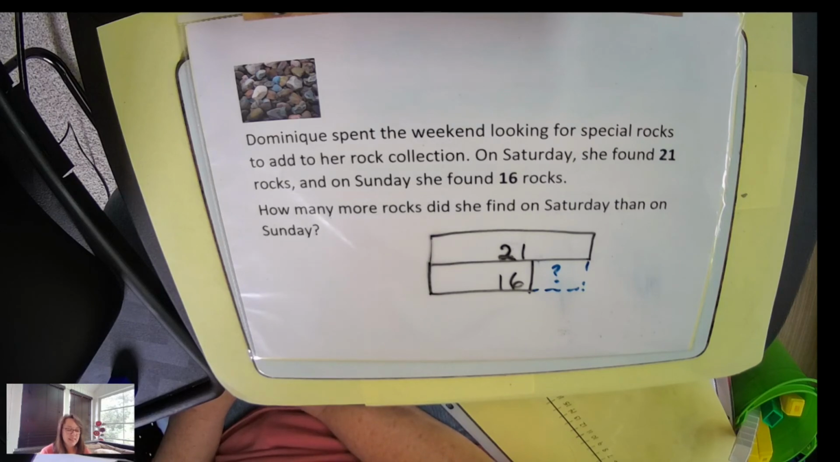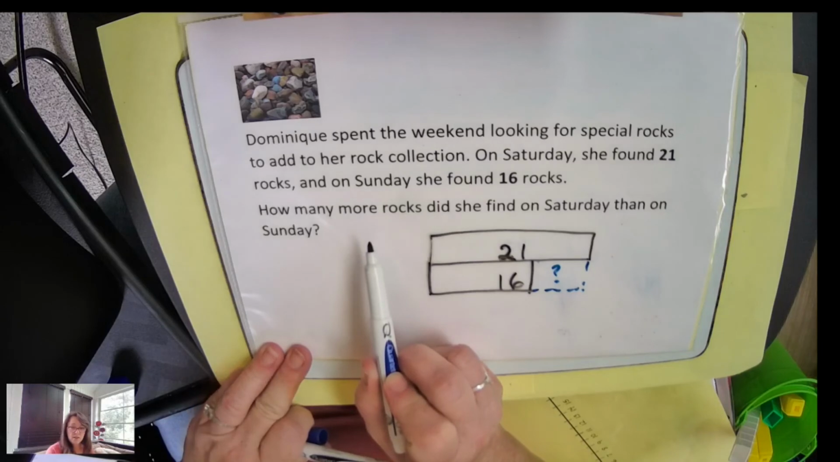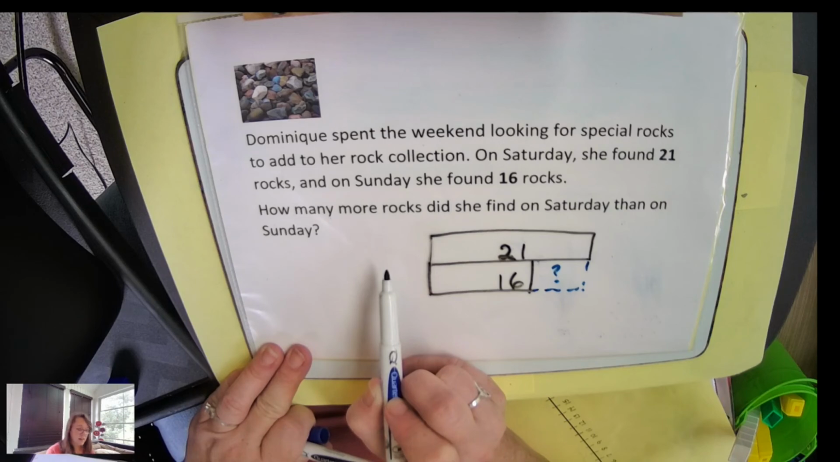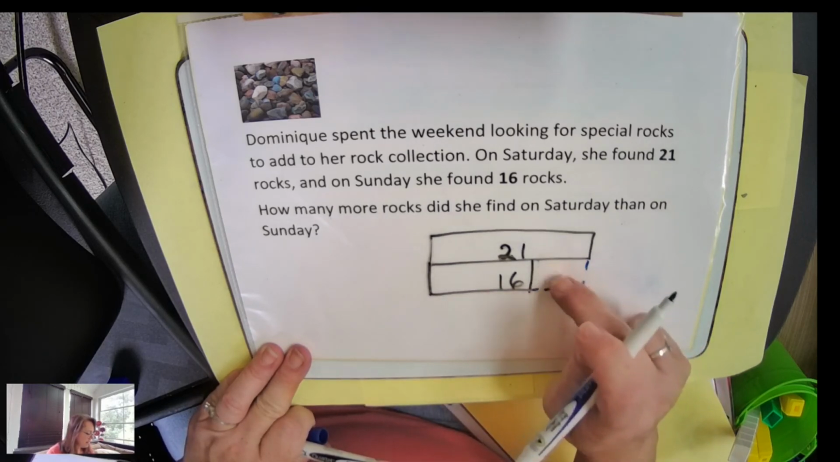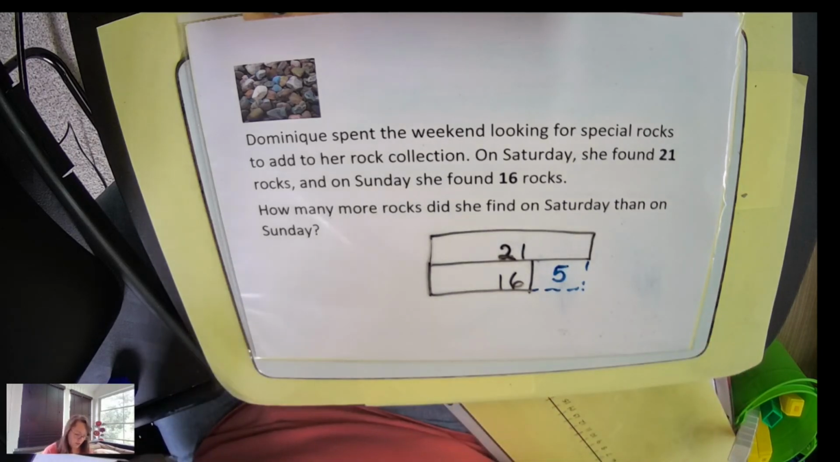Okay. Melinda, what do you think the answer is? Melinda says she thinks the answer is 5. That Dominique found 5 more rocks on Saturday than she did on Sunday. So, you think the answer here is 5. Do we agree or disagree with 5? I see a lot of us are agreeing.